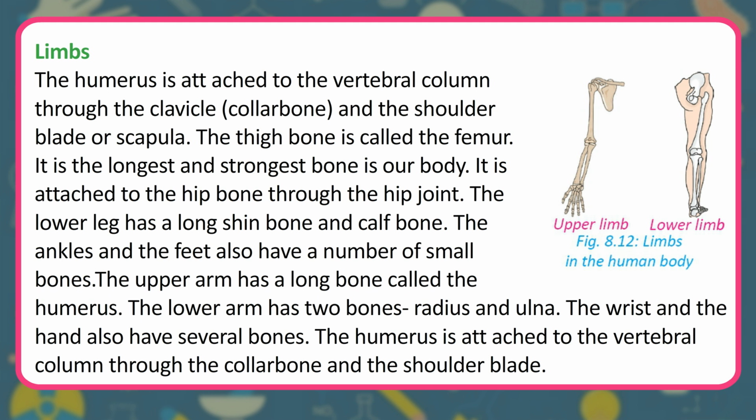The upper arm has a long bone called the humerus. The lower arm has 2 bones, the radius and ulna.